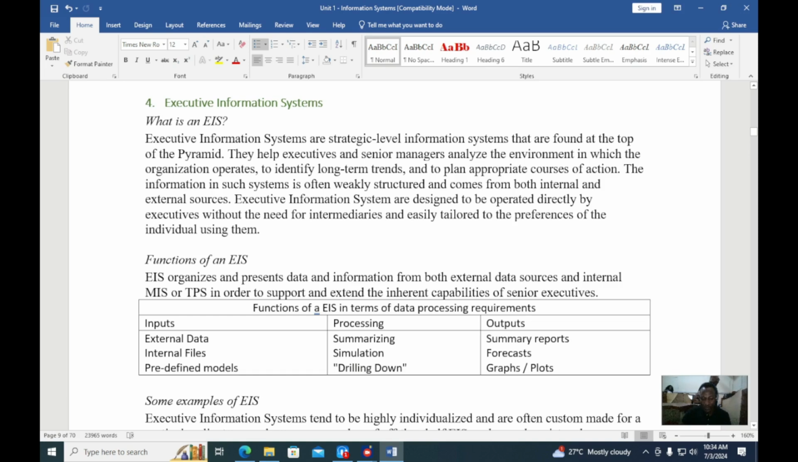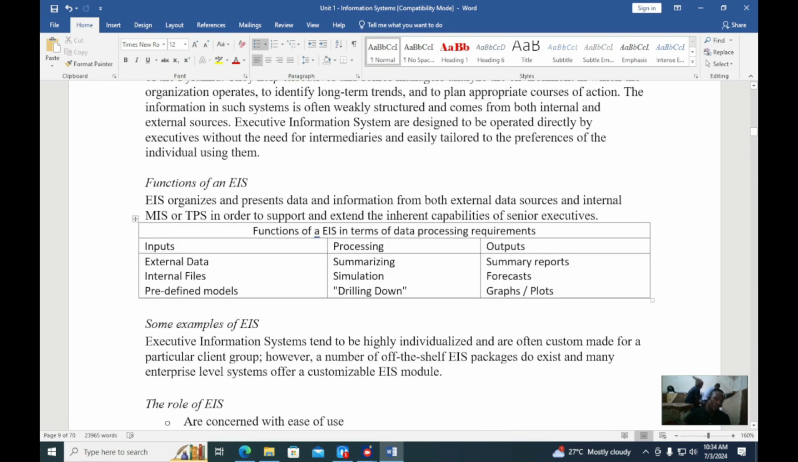they are there to organize data and also present data and information from both the external data sources and the internal data sources. So when you talk about internal data sources, we are talking about the data that came from the management information systems and from the transactional processing system, to make sure that support is given into the decisions that these senior executives are going to make.